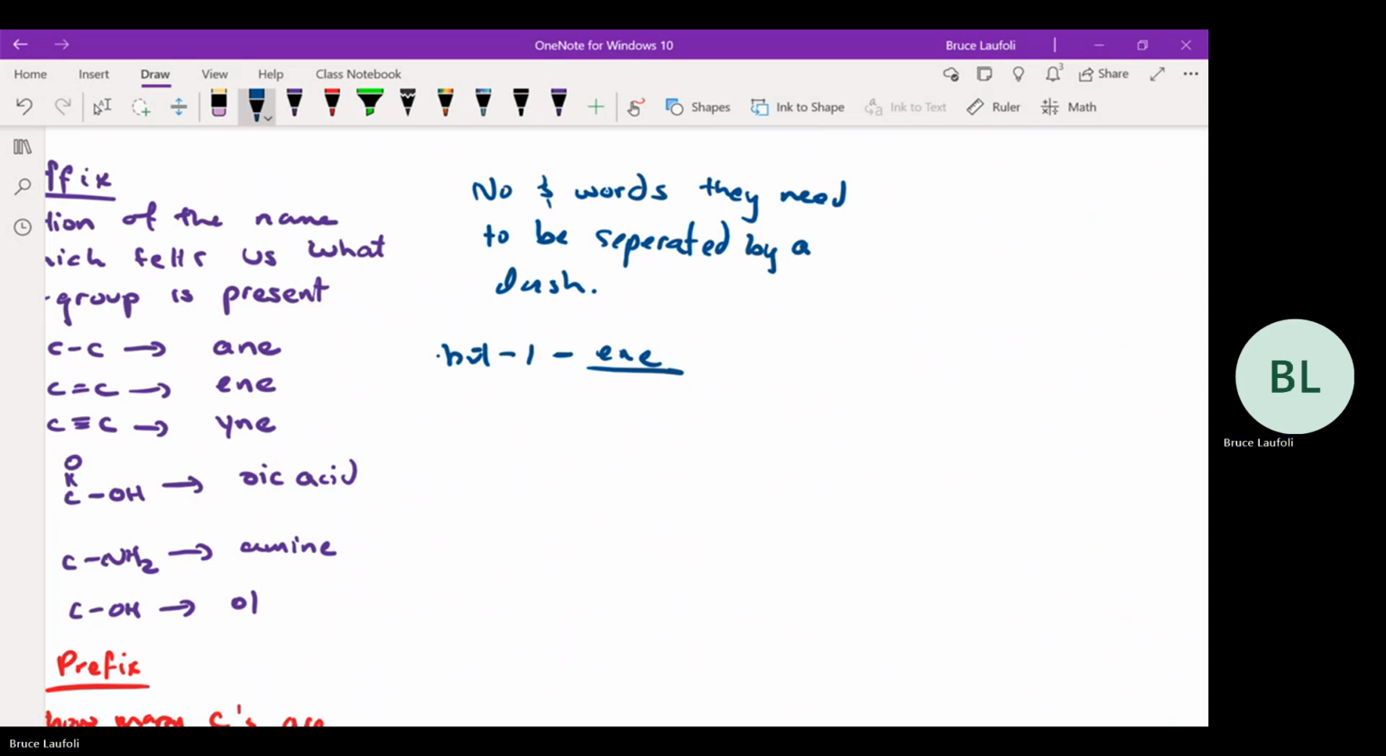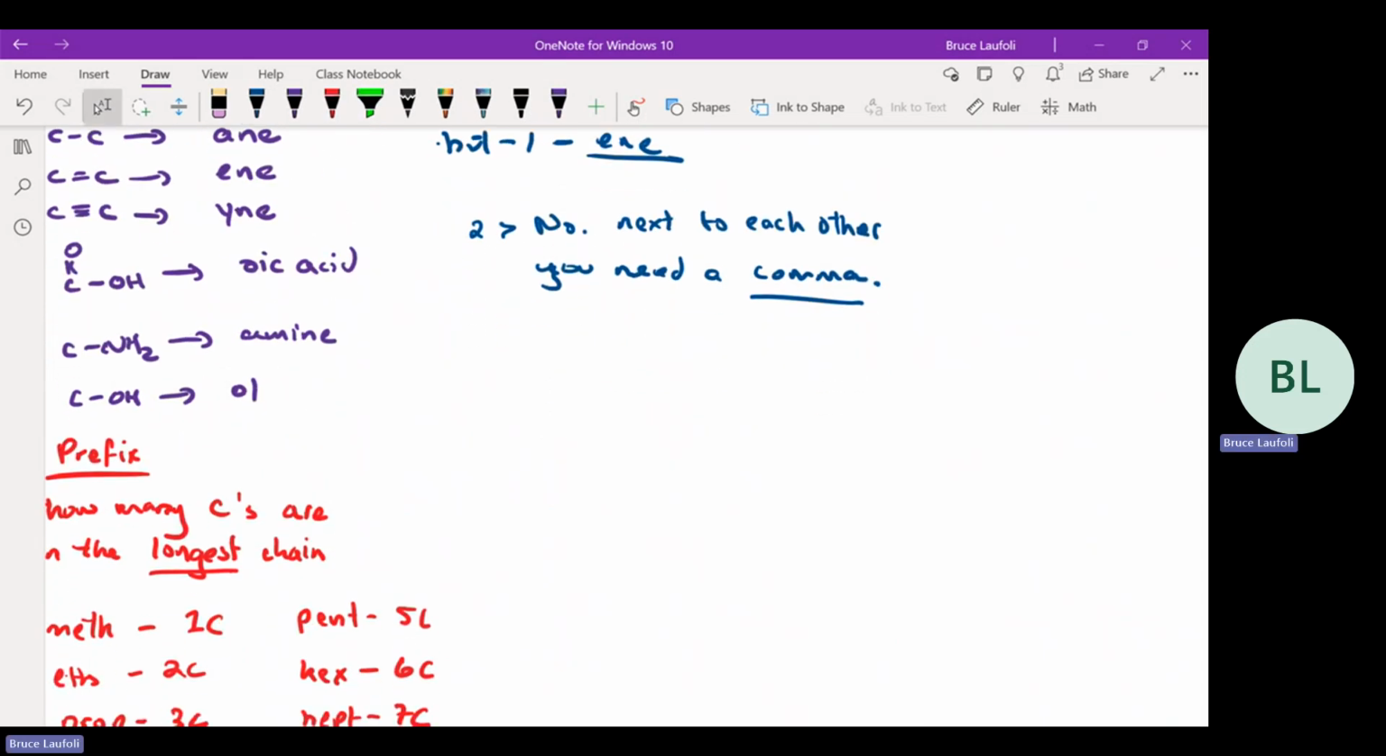And when you have two or more numbers next to each other, they are separated by a comma. You need a comma.